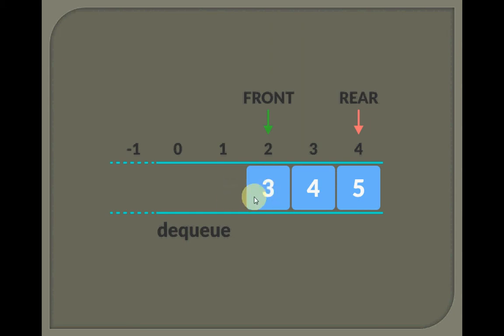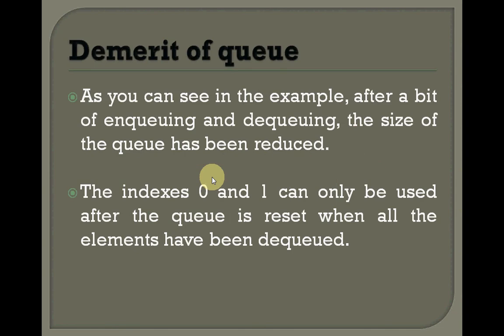If we delete all the elements from this queue, then only we can use this 0 index, 1 index and so on. So this is the demerit of the linear queue. Got it? So to avoid this demerit, we can use circular queue.